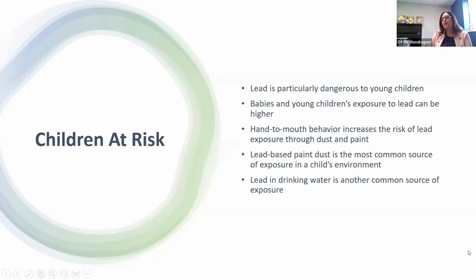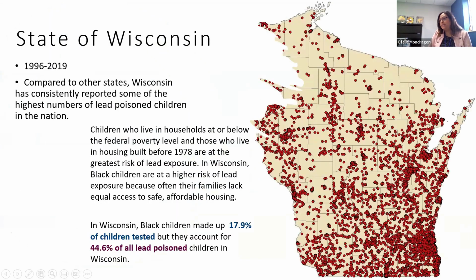Next. I just wanted to highlight some maps. This is a map from the state of Wisconsin, which has consistently reported some of the highest numbers of lead poisoned children in the nation. As you can see, the red dots, those are kids with lead poisoning.